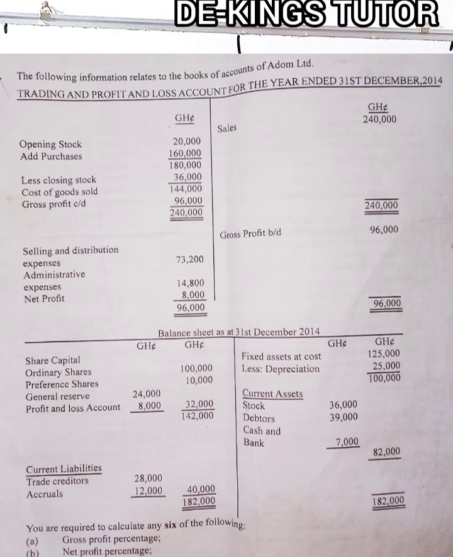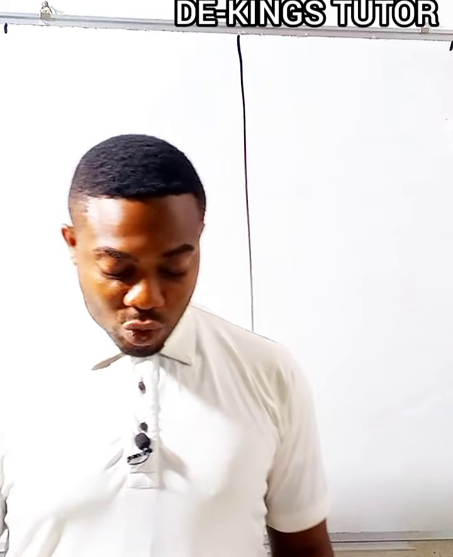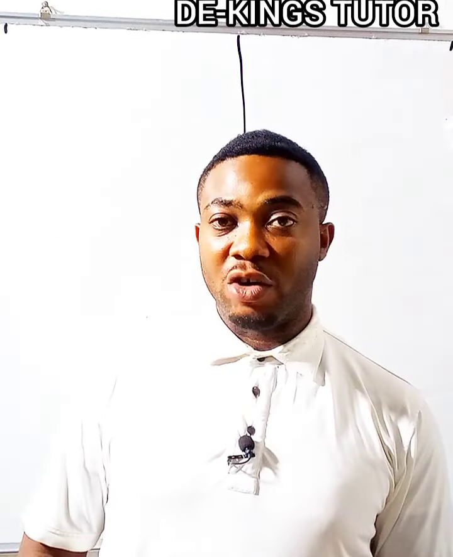The first one is the gross profit percentage. Second one is net profit percentage. C, return on capital employed. D, current ratio. E, acid test ratio. F, rate of stock turnover. G, working capital. H, shareholders' fund, and liquid assets. Okay, so we're going to answer them one after the other. And the first one is the gross profit percentage.